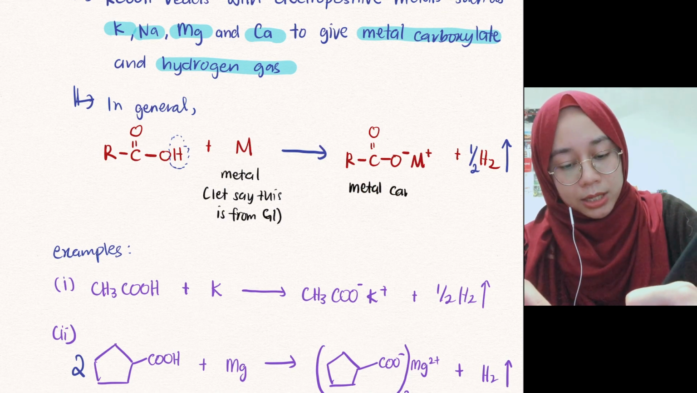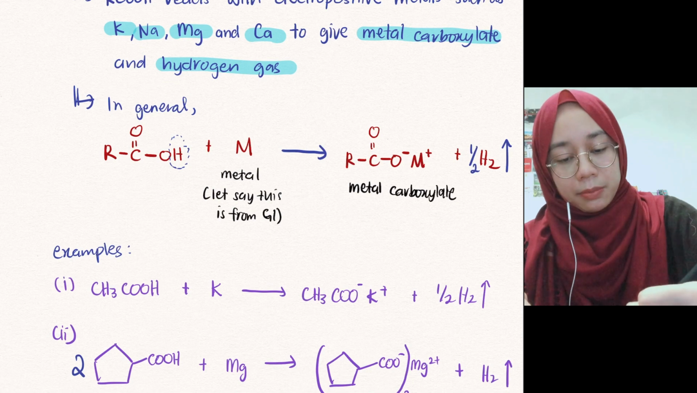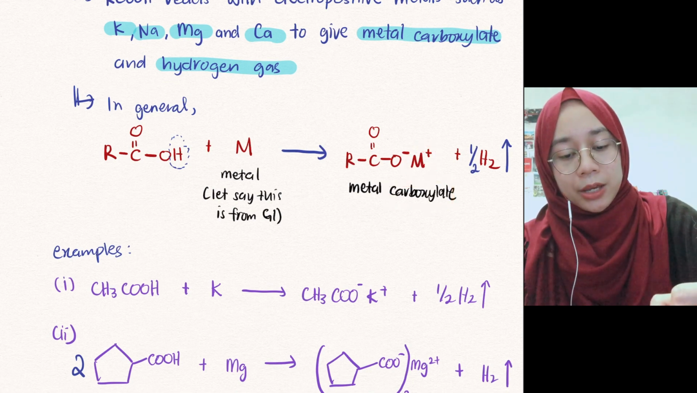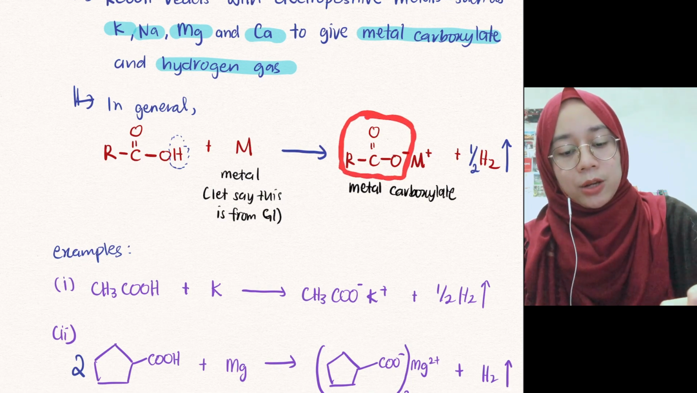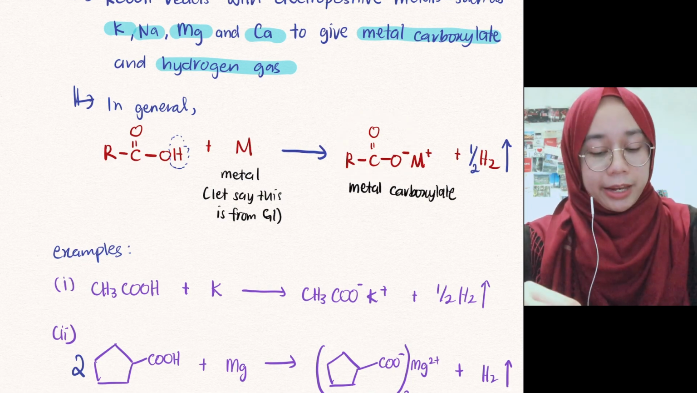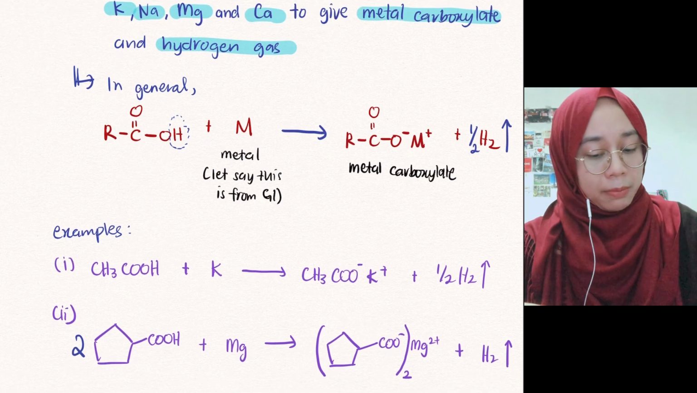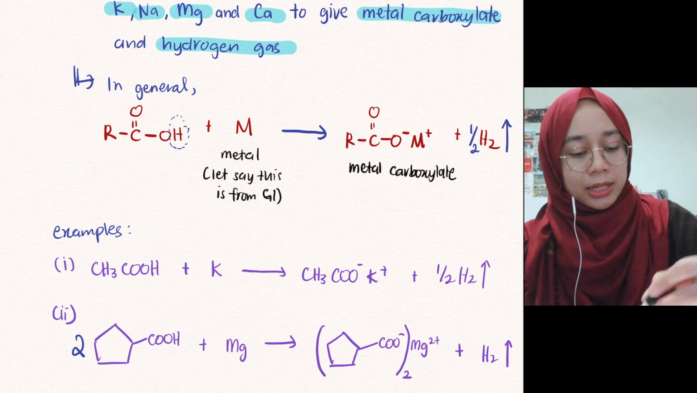Metal carboxylate. Kenapa dipanggil metal carboxylate? Sebab kita ada metal, and then carboxylate ni, ini adalah nama ion kepada yang ada COO negatif ni. Okay, COO negatif ni dipanggil carboxylate. Okay, so Miss just bagi contoh lah nama untuk yang example 1 ni.